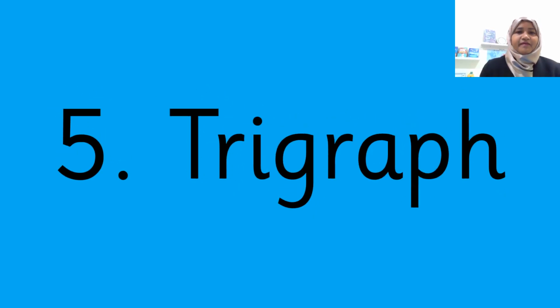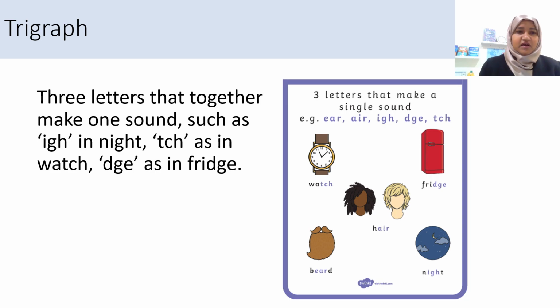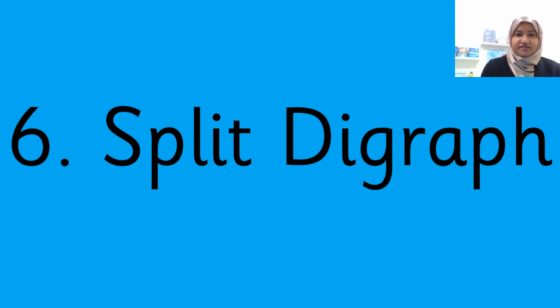Trigraph. 3 letters that together make one sound, such as IGH makes the I sound, as in night, and TCH as in watch, DGE as in fridge.